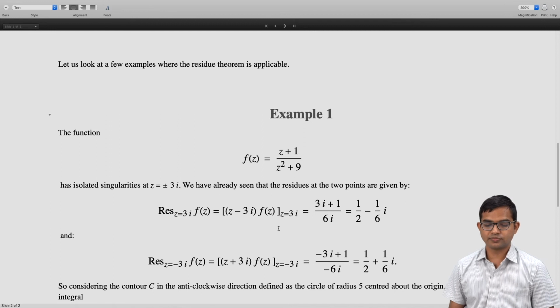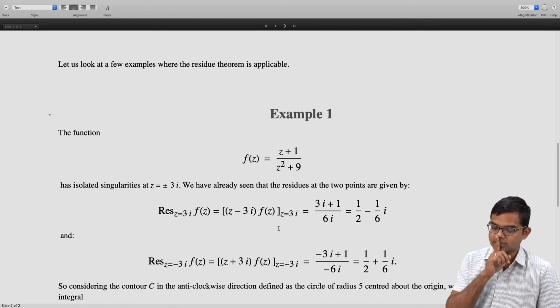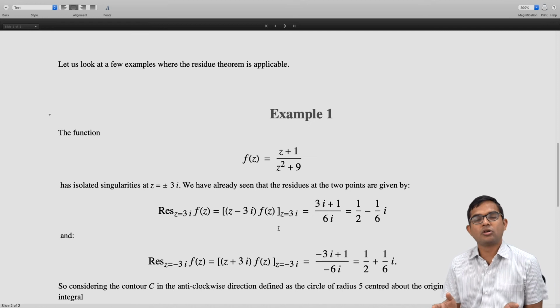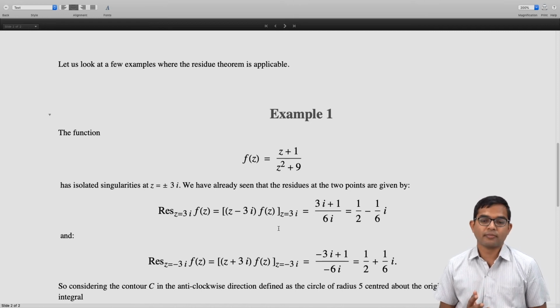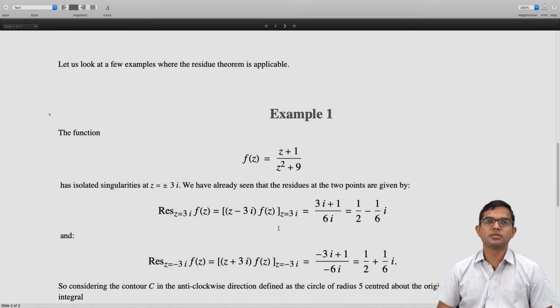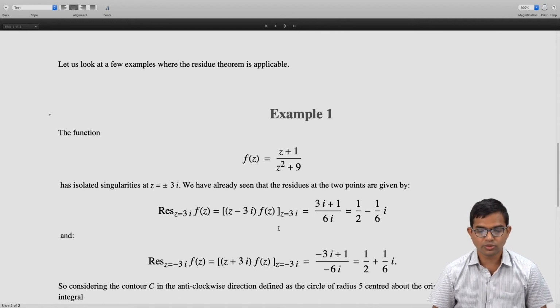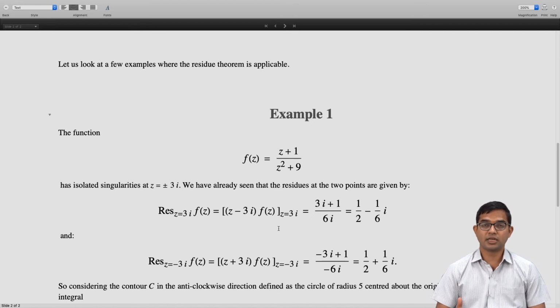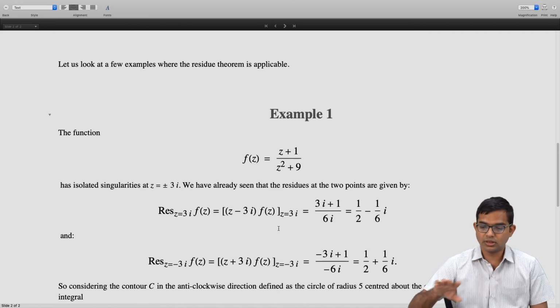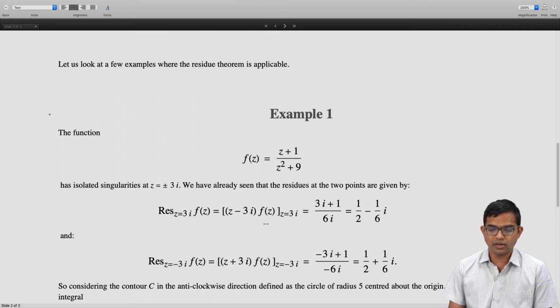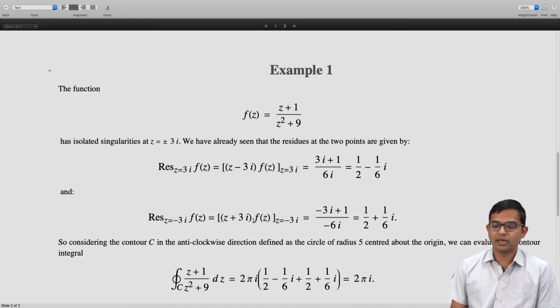So considering the contour C in the anti-clockwise direction, it has to be a contour which encloses both of these singularities. So let's take, for simplicity, a circle of radius pi which is centered about the origin. Clearly both of these singularities, which are at plus 3i and minus 3i, are included, and so we can evaluate this contour integral to be just 2 pi i times half minus 1 by 6i plus half plus 1 by 6i. The minus 1 by 6i and plus 1 by 6i cancel, so we're just left with 2 pi i, right?